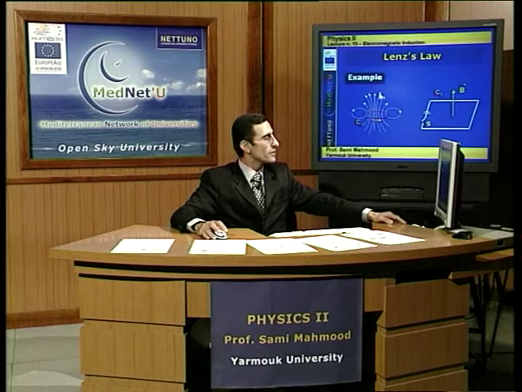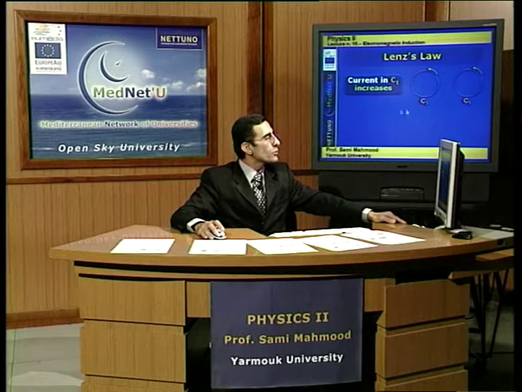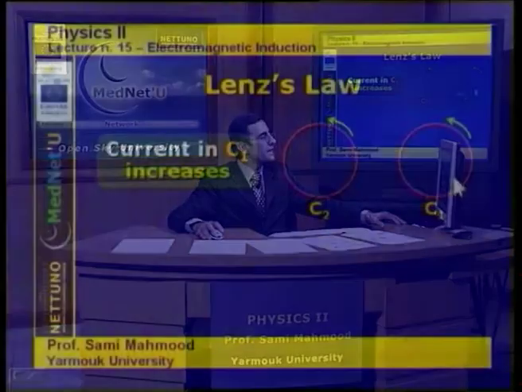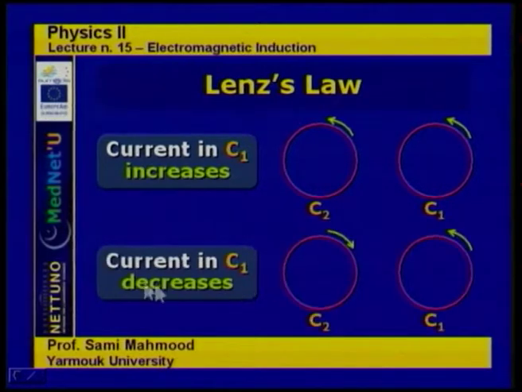So this is another example. We can make an application. These are two loops nearby each other, and we say if current C1 increases, then a current in C2 will be produced in this way. You can convince yourself using Lenz's law. And if the current in C1 decreases in this direction, then an induced current in C2 will be induced in this direction.